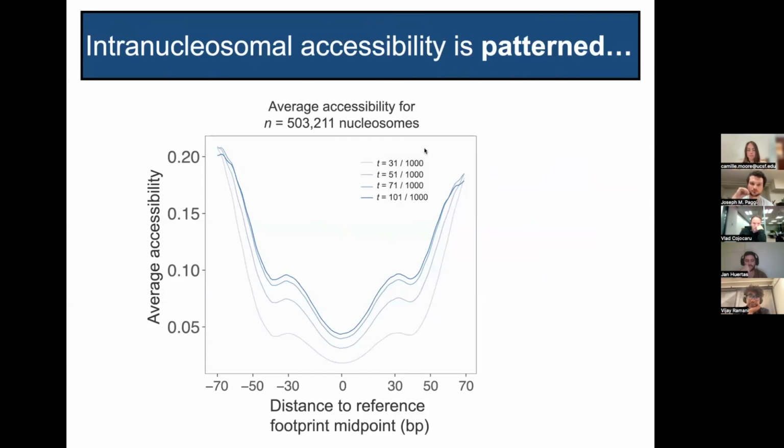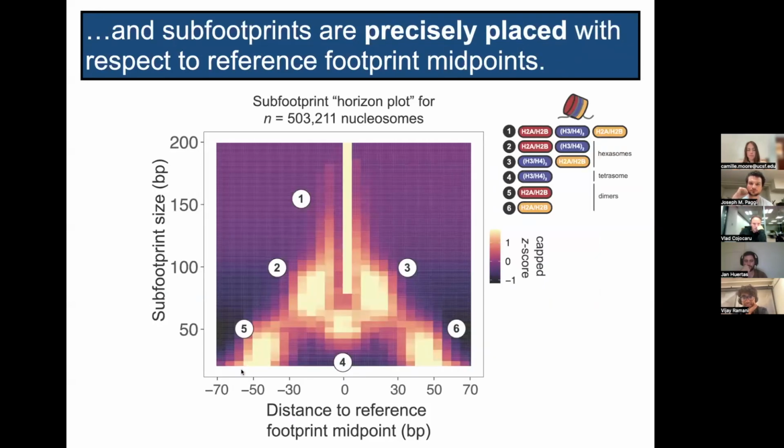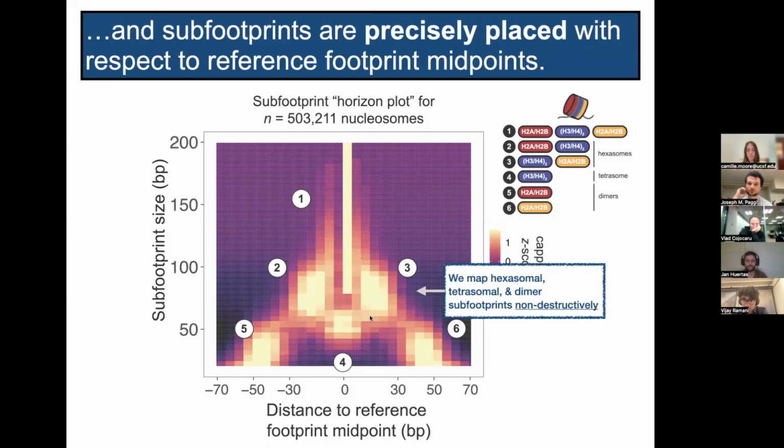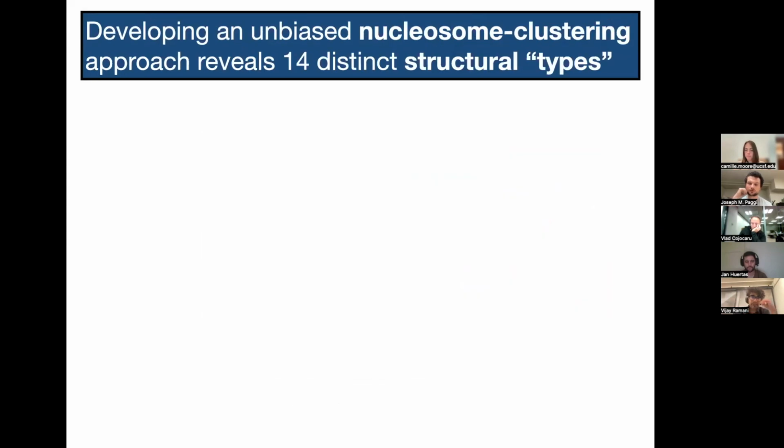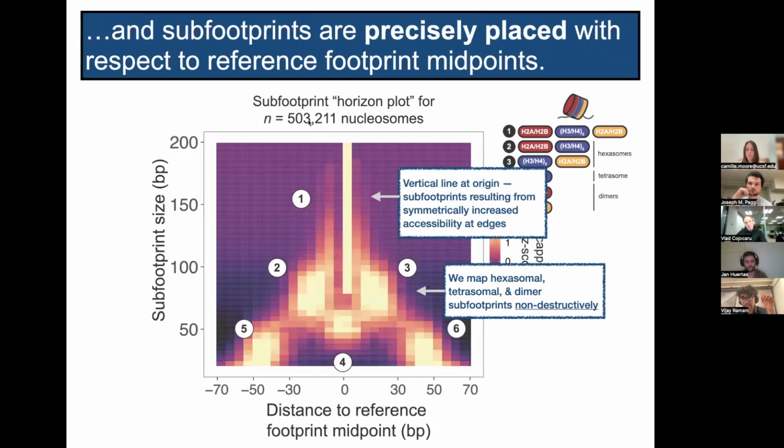So the intranucleosome accessibility was patterned, but this is what we were most excited to see when we actually plotted the enrichment of these subfootprints with respect to the reference footprint midpoint. We actually saw this beautiful enrichment for intensities consistent with hexasomes, tetrasomes, dimers, but also this vertical line, which we think is suggestive of subfootprints that result from symmetrically increased accessibility at the edges. All right, so what I'm showing you here is effectively like a Z-stack of about 500,000 nucleosomes. Can we actually further dissect this data at single nucleosome resolution?